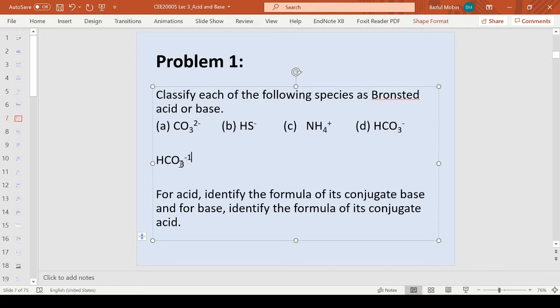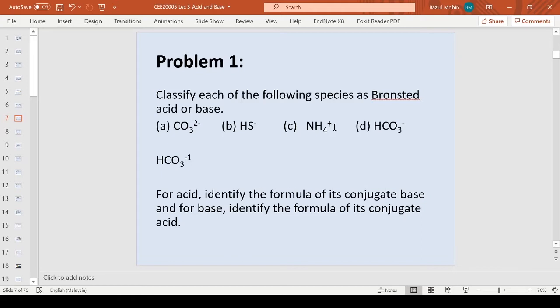So it becomes bicarbonate ion, and when it becomes bicarbonate ion, this is a conjugate acid of this base. And for number B, HS, the hydrogen sulfide ion, can donate one hydrogen ion, or it can accept a hydrogen ion as well. So it can be based on what it is reacting with. It can act as an acid and a base both.